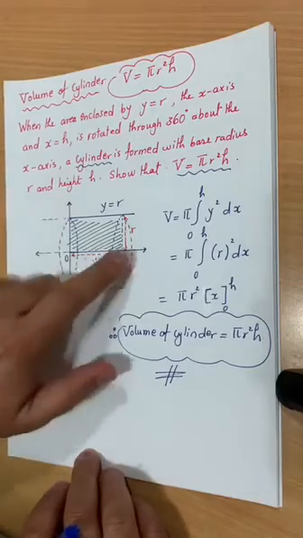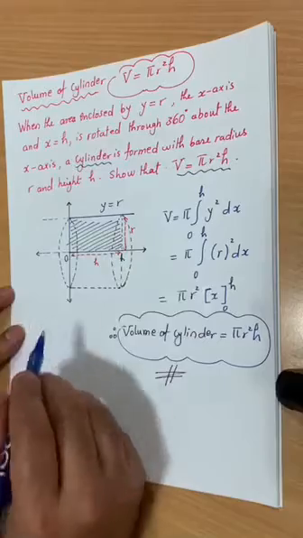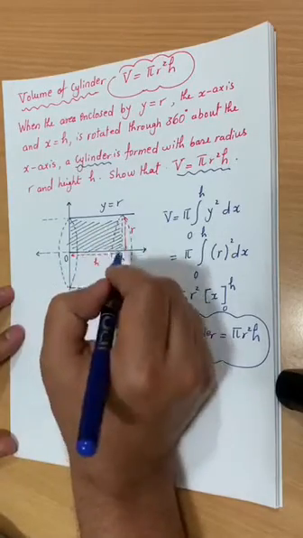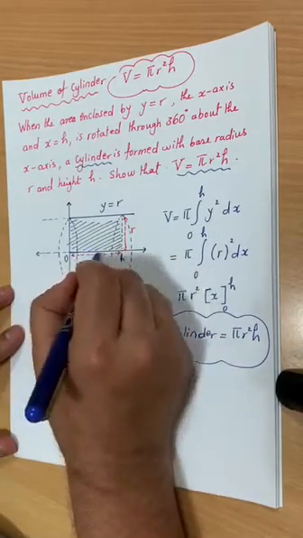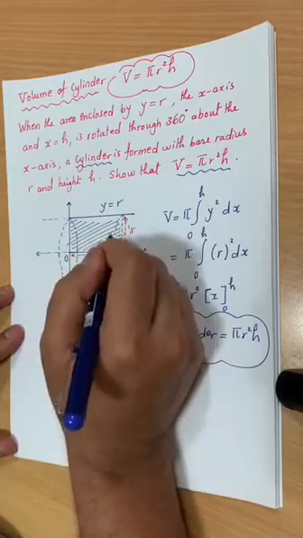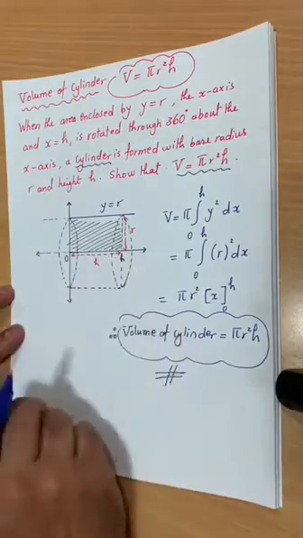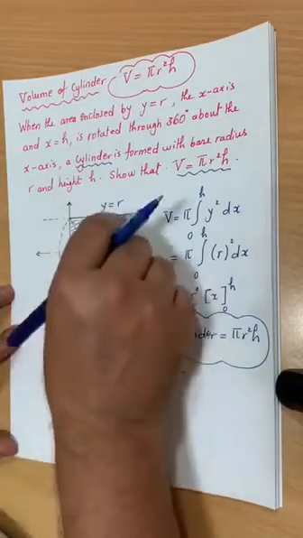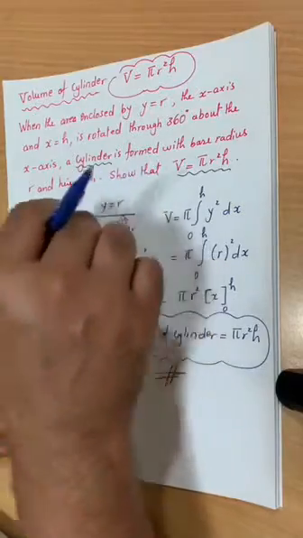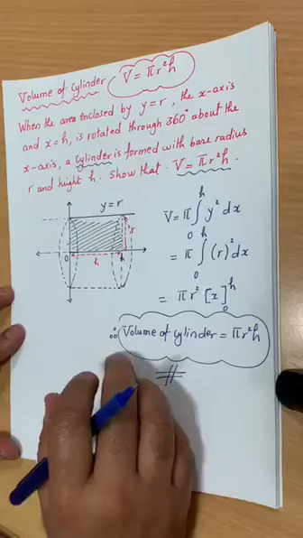This is the y-axis, x-axis, and this is the straight line equation. It's y equals r. Why? Because the distance from the origin or the x-axis to the straight line is r, so it's y equals r. And the limits of the integration will be from 0 to h. Now you have the cylinder. So this is a rectangle. When you rotate the rectangle about the x-axis, it forms a cylinder.